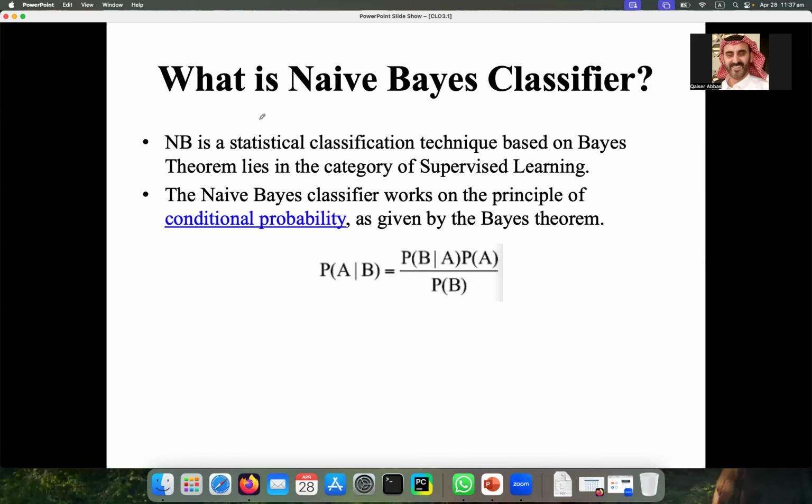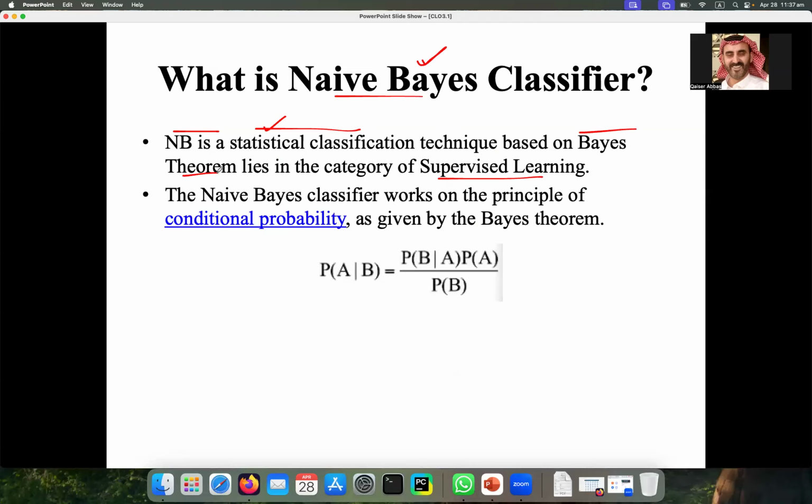So this naive Bayes classifier is a probabilistic classifier, a statistical classifier. When you have the word statistical or probabilistic, it's almost the same meaning. So naive Bayes is a statistical classifier, and it lies in the category of supervised learning. Bayes is the name of a theorem available in statistics, the Bayes theorem.